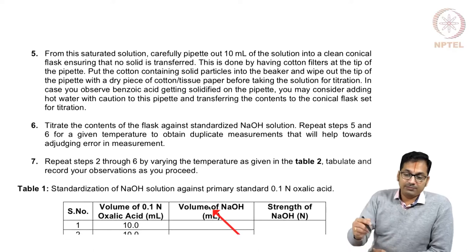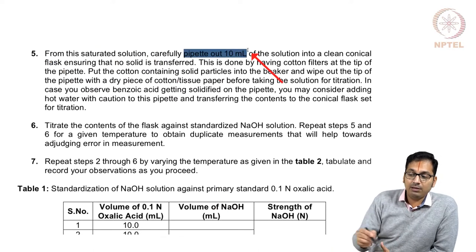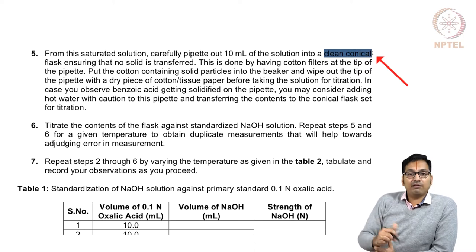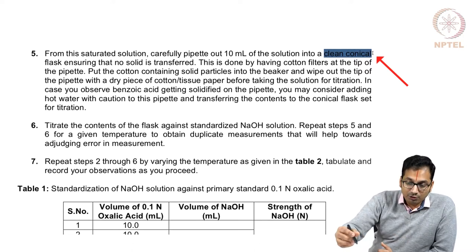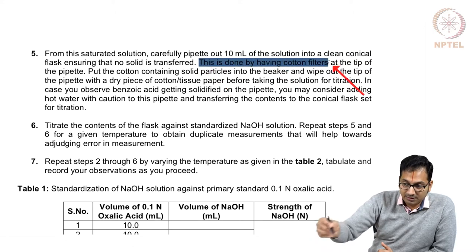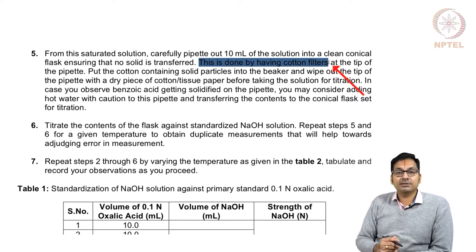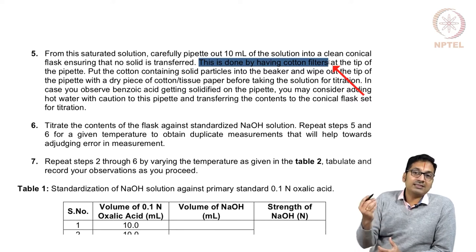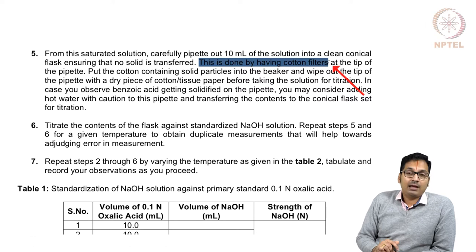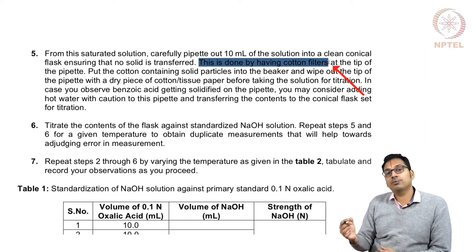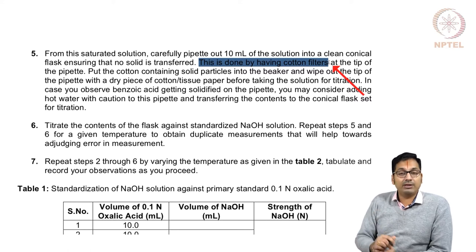Okay. Now, from this saturated solution, the next step would be to pipette out 10 ml into a clean conical flask. So this is the conical flask with which you will be performing your titration. And when you are doing this, unlike the last time where you might use a pipette in the simple direct way, in this case you would like to have cotton filters at the end of the pipette. This is required because there will be some excess solid floating around in your solution. And by chance, if you pipette that solid out, it's going to be erroneous because you want to measure how much benzoic acid is dissolved into the solution and not how much benzoic acid is present in total. So you have to put a cotton filter at the tip of it so that this is ensured.